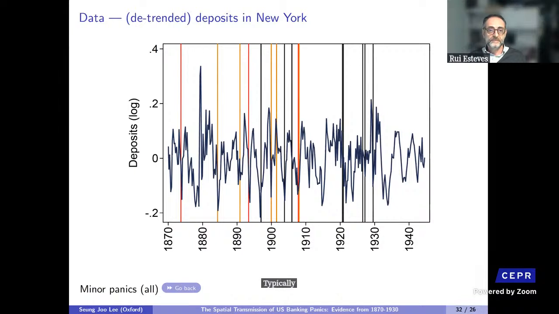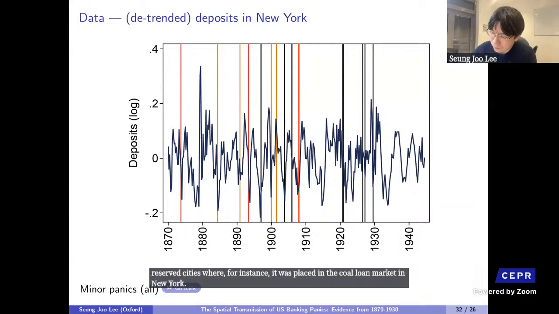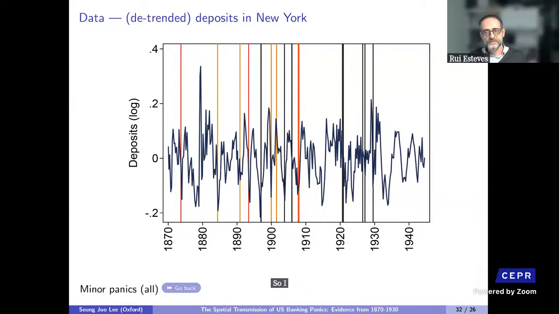Typically, as far as I understood, money went upstream to the reserve cities where, for instance, it was placed in the call loan market in New York, right? So I don't know if the data used is appropriate for the purpose. So that's question number one.